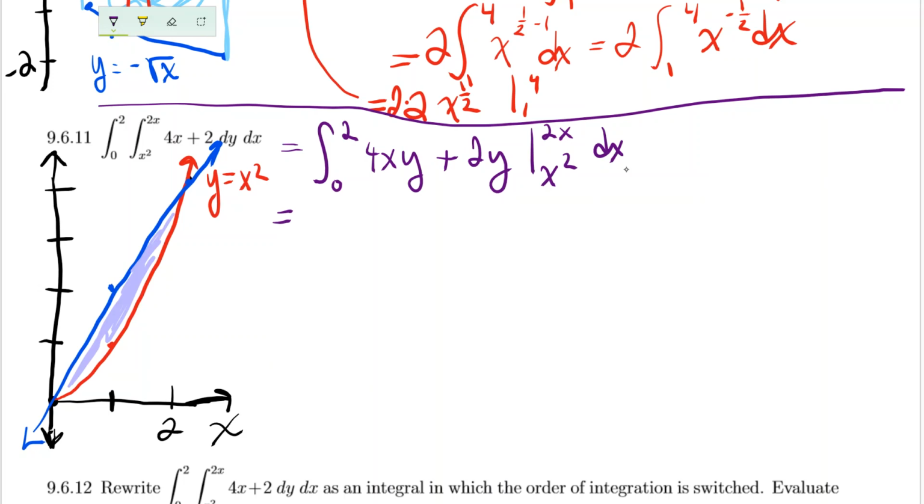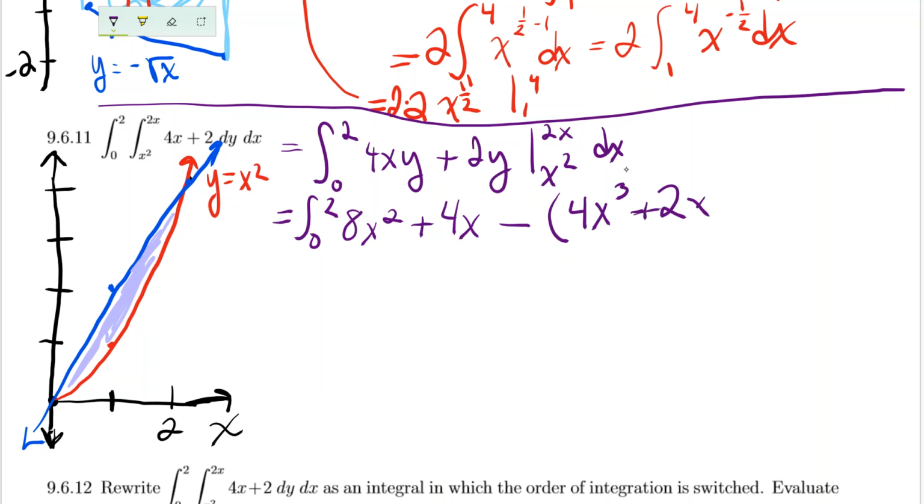So let's see. Integral from 0 to 2. 4x, and then y is going to be 2x, so 4x times 2x, I can do that in my head. So I'm putting in 2x for y, so 4x times 2x will give me 8x squared. 2 times 2x will give me 4x minus, I'm going to use parentheses here so I don't miss any negatives. So I'm going to put in x squared for y, so that'll give me a 4x cubed. x squared for y plus a 2x squared dx.